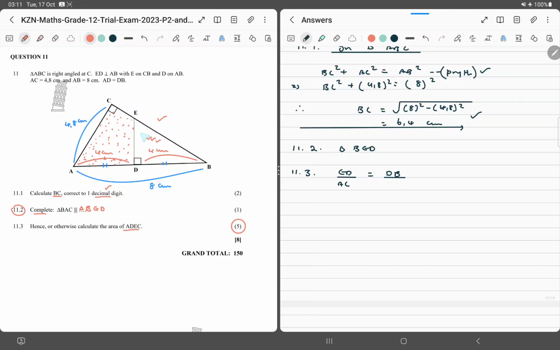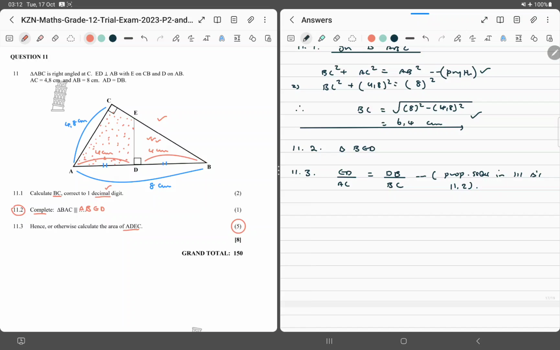Over. Now DB is opposite that angle. That angle is equal to that in the other one. And the side opposite that is CB, or BC. Again, these are the proportional sides in similar triangles, as in 11.2.